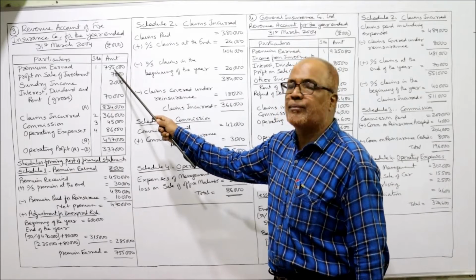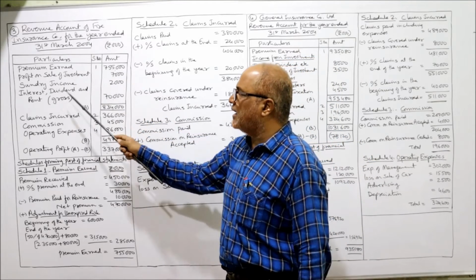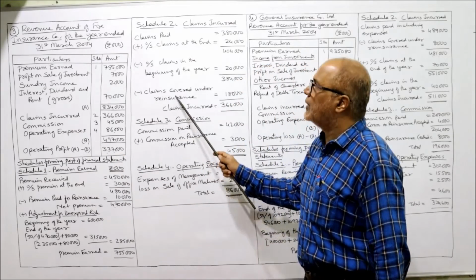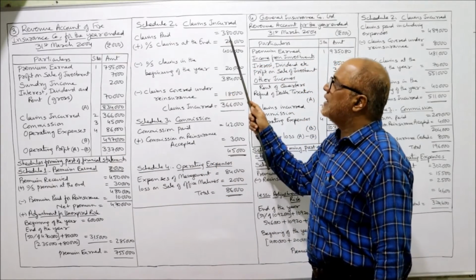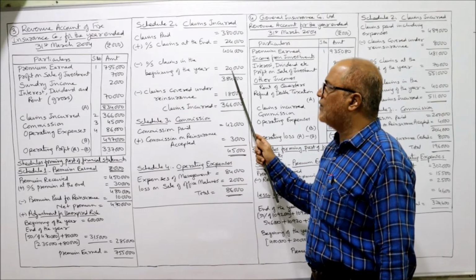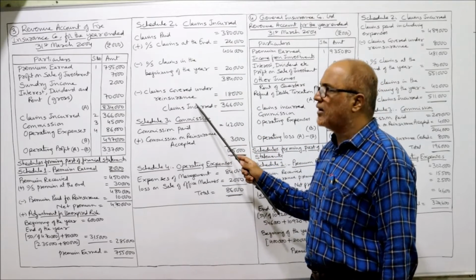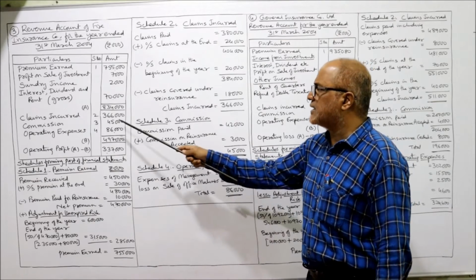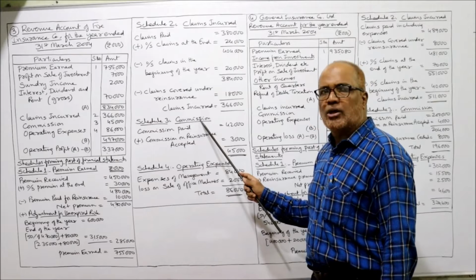Here I have taken premium. Then profit on sale of investment, sundry income, interest, dividend, the total I have taken. Claims incurred, schedule number 2. Claims paid 3,80,000, add outstanding claim at the end of the year, minus outstanding claim at the beginning of the year, minus claims covered under reinsurance. I have explained this in the problem just now. Claims incurred 3,66,000.